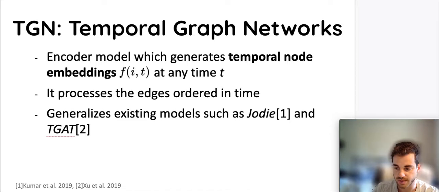So to model these continuous time dynamic graphs, we propose this new generic theoretical framework, TGN, Temporal Graph Networks, which is an encoder model able to generate temporal node embeddings for any node i at any time t. It does so by processing the edges ordered in time. And the nice thing is that it is a generalization of existing models for continuous time dynamic graphs.